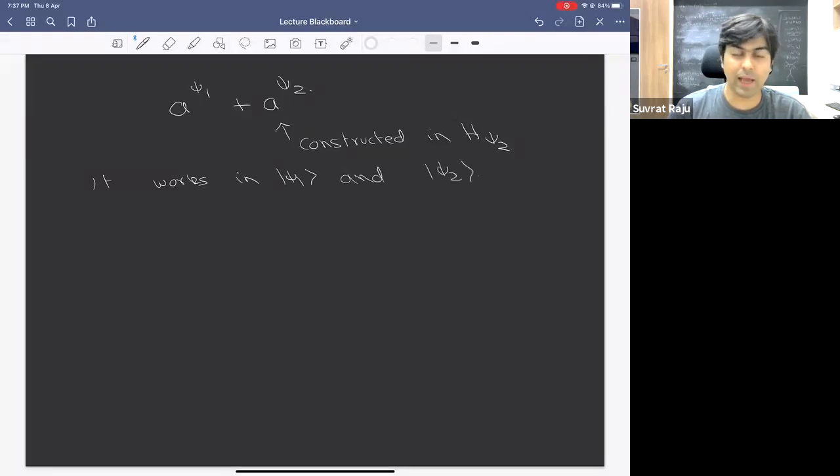And why does it do that? Because if you compute correlators of this operator in psi1, then this operator just doesn't click if you insert it inside psi1. This operator just doesn't click if you insert it inside psi2. So this sum operator works both in psi1 and in psi2. In fact, it also works in any linear combination of psi1 and psi2.